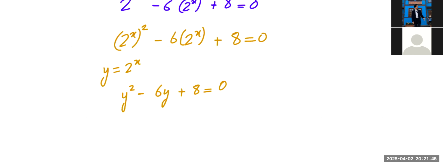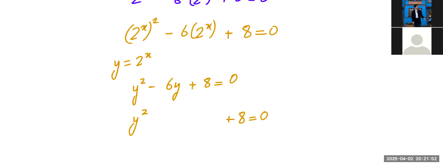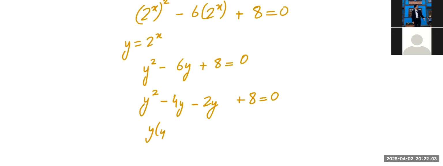I can use a calculator for this too. I mean, you can use a calculator for this too. I won't. So you want two numbers that multiply to 8 and add up to negative 6. That can be minus 4y minus 2y. You can take a y common. You can take a minus 2 common here.